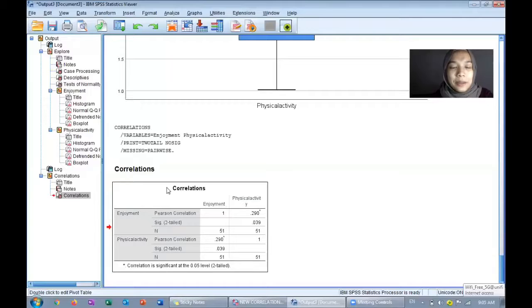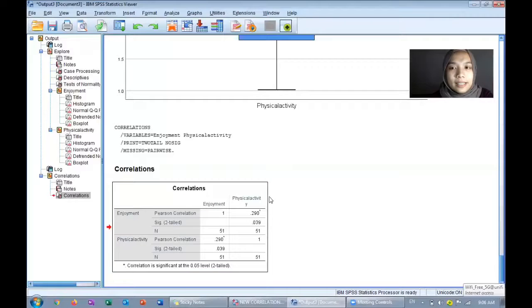So this is the Pearson's correlation result. It states that the p-value is 0.039 and the significance level is 0.05. So p is less than 0.05. So we have to reject the null hypothesis and there is a significant relationship. And the correlation is 0.290. So it shows that it is a positive low correlation.